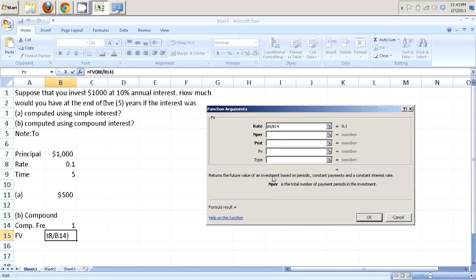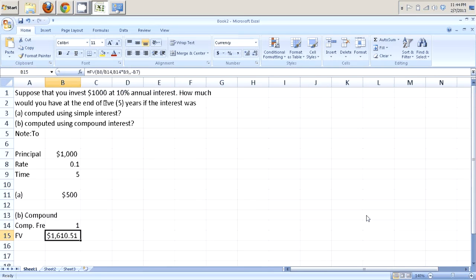Well, for us, that is the compounding frequency, or m, times the length of time. So for us, notice it says it's 5. Well, it happens once a year for 5 years. There are 5 compounding frequencies. And the present value in this case is $1,000. Now, notice the number shows up negative. So we adjust that by putting a negative in front of that. At the end of 5 years, you are at a future value of $1,610.